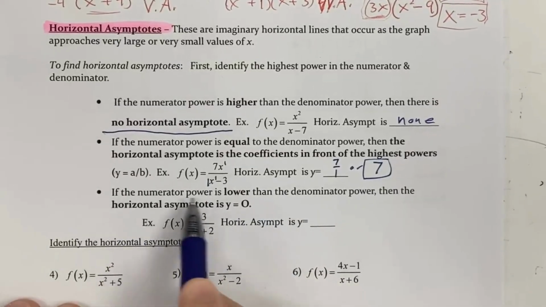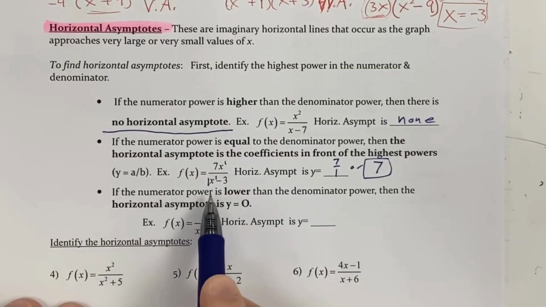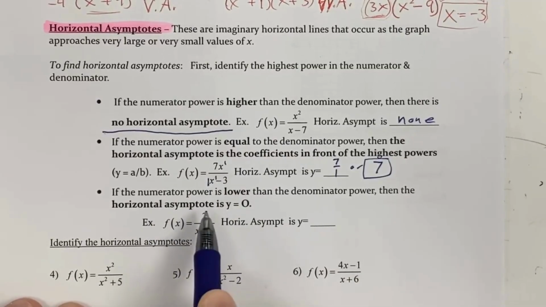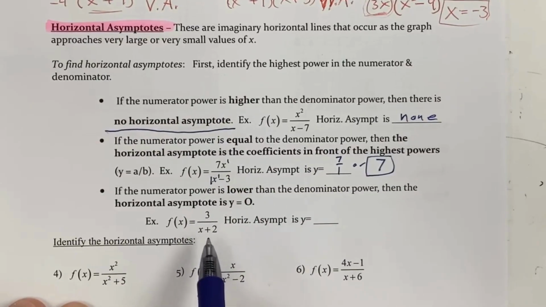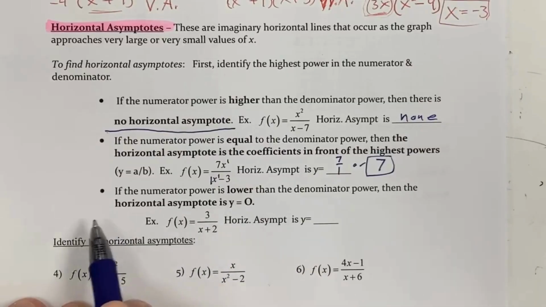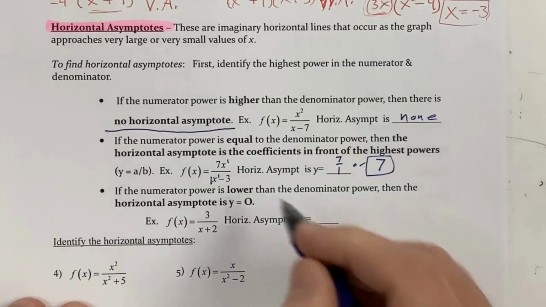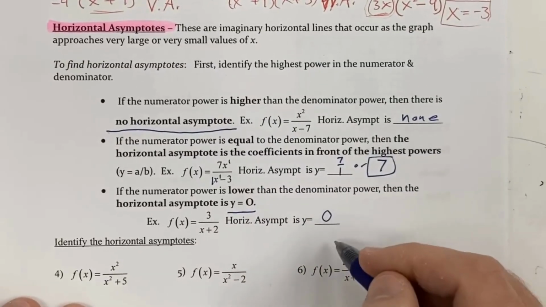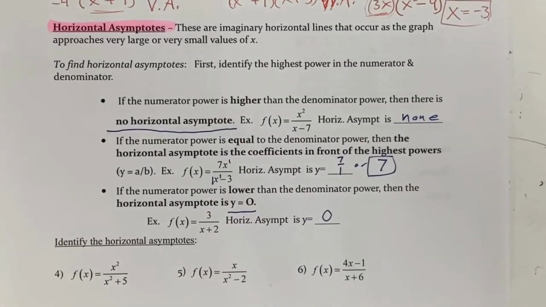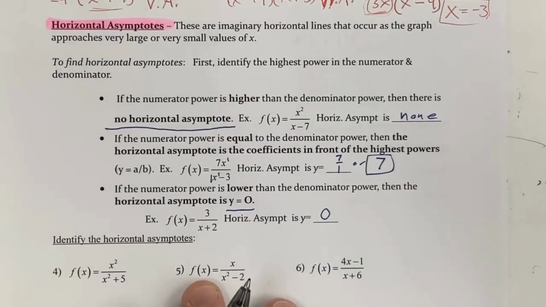And then the last case: if the numerator power is lower, if the denominator has the bigger power of x, then it doesn't matter how much bigger. It could be bigger by 1, bigger by 100. They all have the same horizontal asymptote, and that's y equals 0. It's just as easy as that. It's just 0.